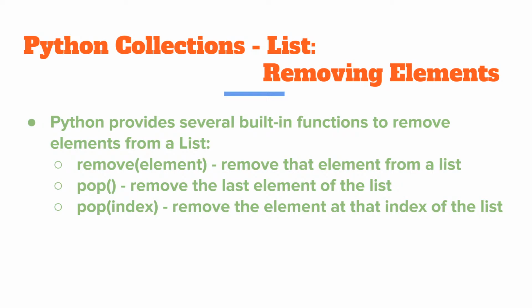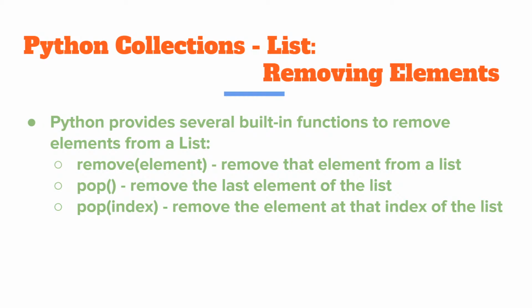So, now that we know that we can add elements, there's obviously going to be the opposite. Because what use is adding when you can't remove them? Now, these three functions are also going to be built-in functions. And these built-in functions are remove, pop, and pop at an index.